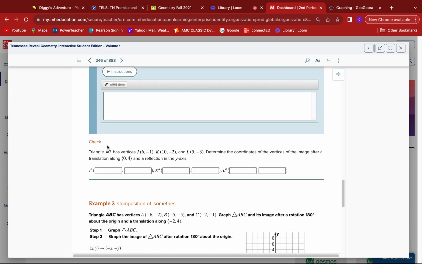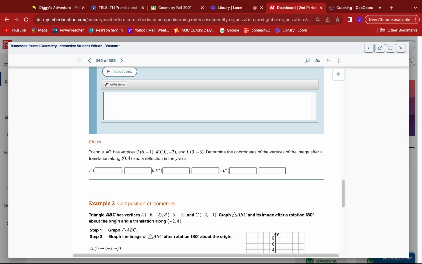All right. Okay, looks like I'm doing, again, a glide reflection because they're taking the original, that's called your pre-image, and they're translating it along a vector 0, 4. That means we are not going left or right anything, but we are going up 4. And then we're going to reflect it across the y-axis.